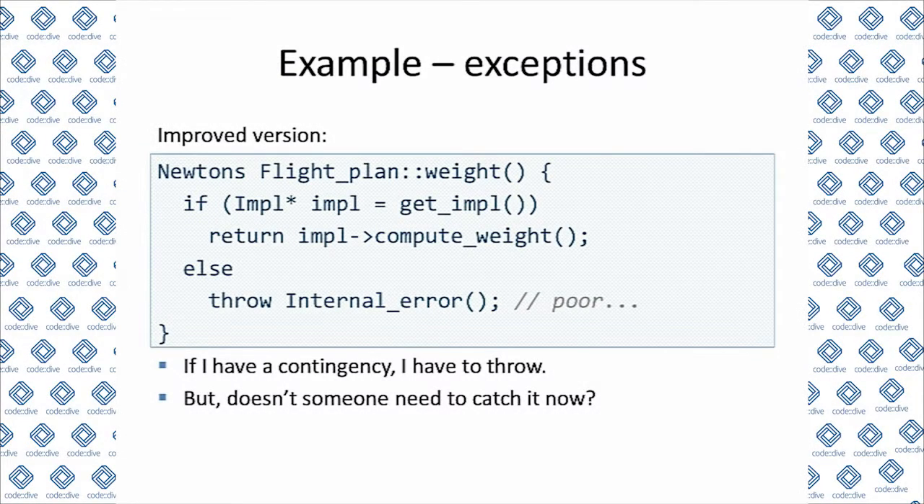Suppose we fix our example from 10 minutes ago, and we now, again, throw an exception. Yes, it's poor. There is no information involved, and probably it's not us that are supposed to be throwing this exception, but this guy inside. But we can consider it an improvement. At least we don't give false information to the callers.